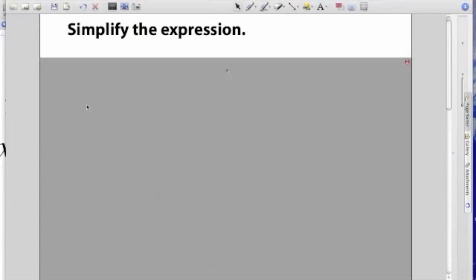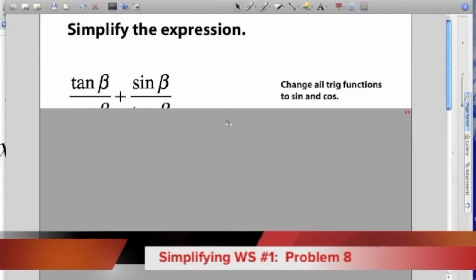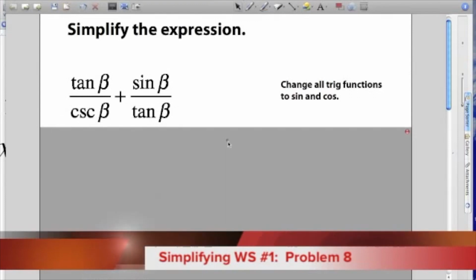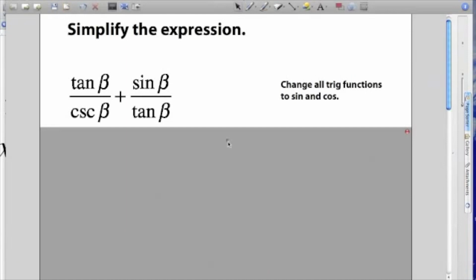About simplifying expressions using trig identities. We're going to look at this particular example. This is off the sheet that I had given you for homework. Let's see, this is actually number 8.